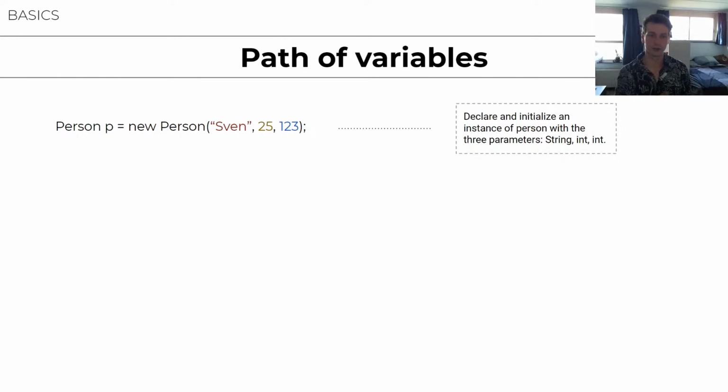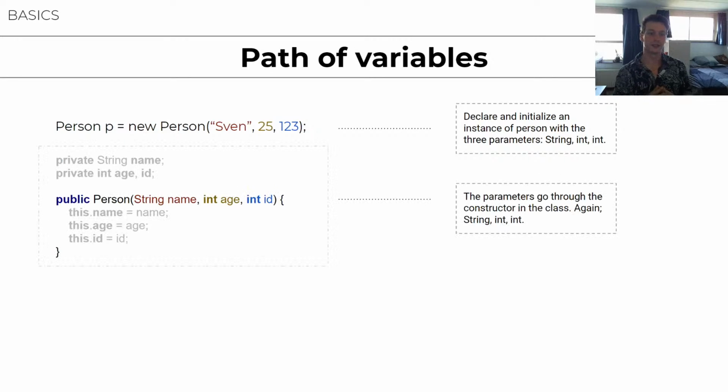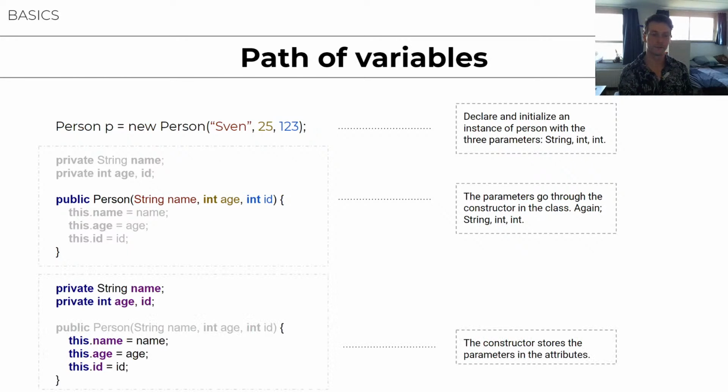So how does that work, and what is the path of the variables, essentially? We say person P is new person, Sven, 25, 1, 2, 3. The 25 is the age, and the 1, 2, 3 is the ID. So those go into the constructor, essentially. You can see that that's the same variable layout that you see in the constructor, right? String, int, int. Then they go through the constructor and are set in the attributes.